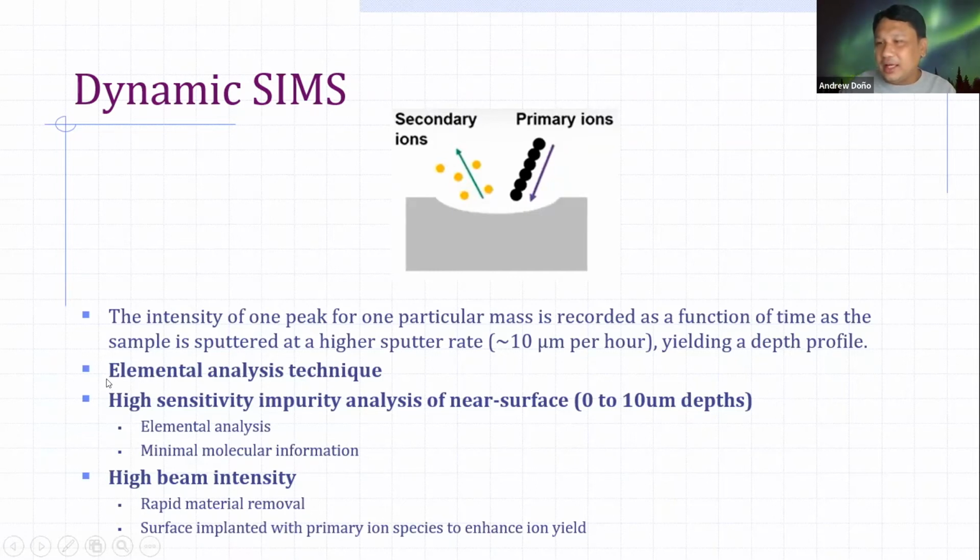So it can detect elemental analysis. It is an elemental analysis technique, and it has a high sensitivity impurity analysis of near surface, 0 to 10 microns depth. However, it has minimal molecular information if we use the dynamic SIMS. And as I said a while ago, it has a high beam intensity, rapid material removal, and the surface is implanted with primary ion species to enhance ion yield.